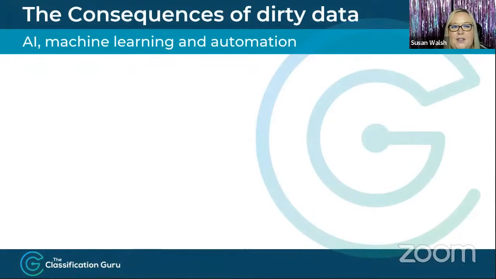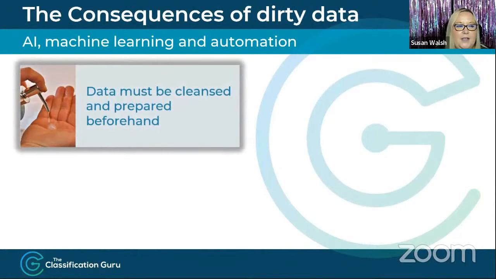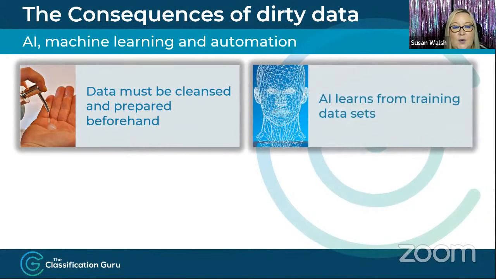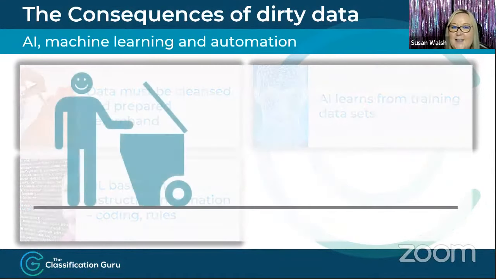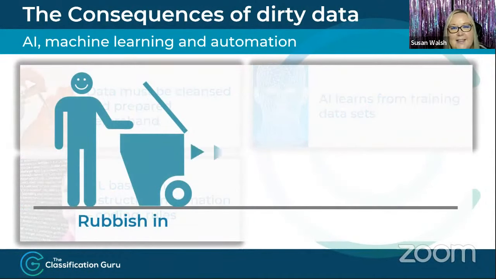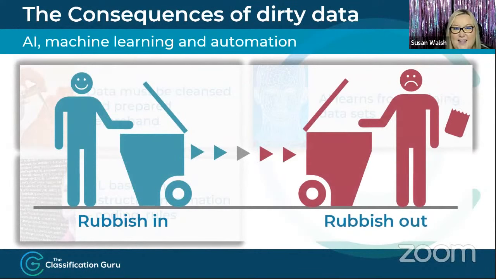So AI, machine learning, automation, yeah. Data must be cleansed and prepared beforehand. The AI is learning from training data sets. Whatever you put in comes out. If it's learning the wrong thing, the output is going to be wrong. Same with ML, any kind of coding. If you're using dirty data to build those codes and rules, then it's going to be wrong. And it really is like they say, it's the old adage of rubbish in and rubbish out.